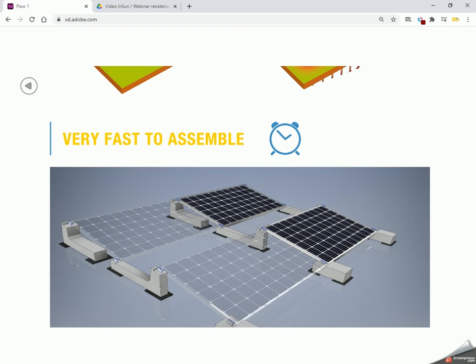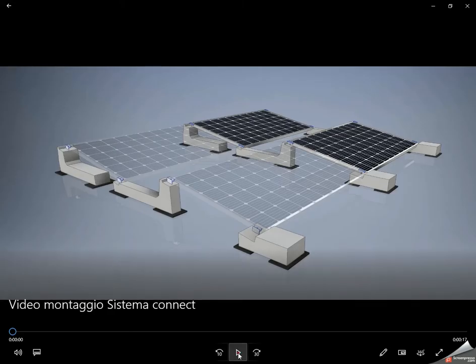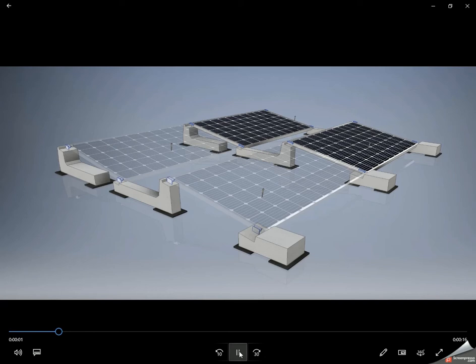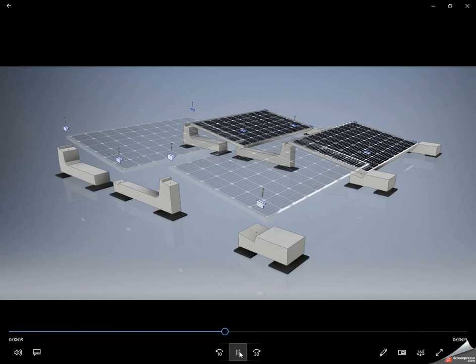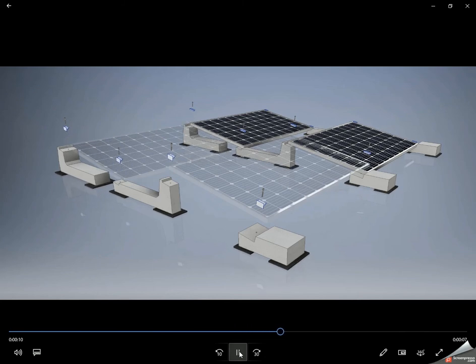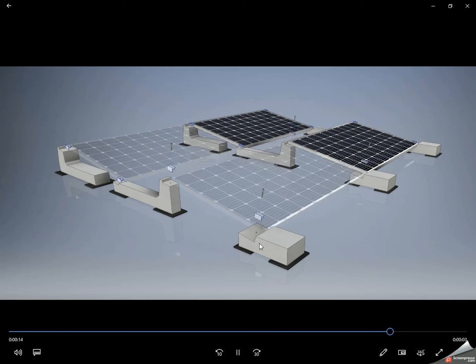On this matter, I take the opportunity to show you a short installation video, showing how practical and easy our system is to install. This shows you the sheath, the ballast, and how the panels are installed with the use of the kit.